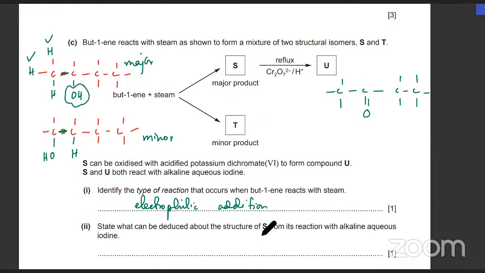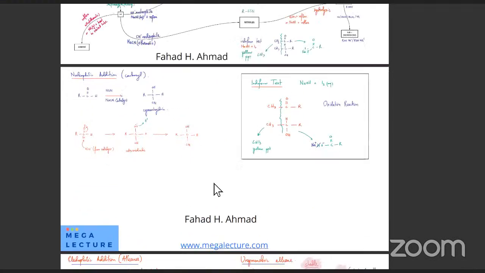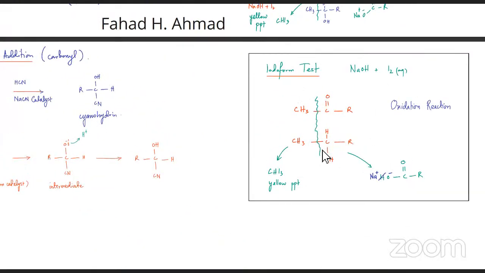फिर ये कि state what can be deduced about the structure of S from its reaction with the alkaline aqueous iodine. तो S किधर है? अच्छा वो कह रहा है alkaline aqueous iodine. What can be deduced? Alkaline aqueous iodine, ये जो मैंने sheet खोली हुई है ना, इसके अंदर ही वो है iodoform test. Alkaline aqueous iodine gives you a positive result with this thing, CH3CH and OH, if it has this structure. तो जो CH3 methyl group है, that turns into a yellow precipitate, और वो बाकी वो रह जाता है carboxylic acid. So that is alkaline aqueous iodine.